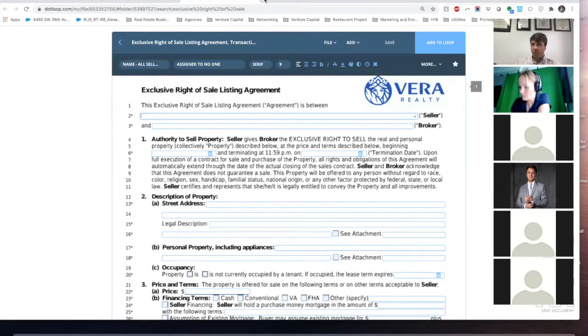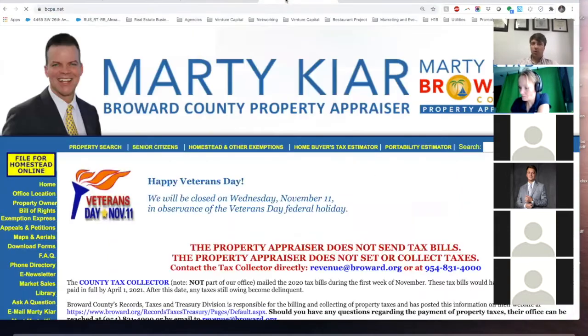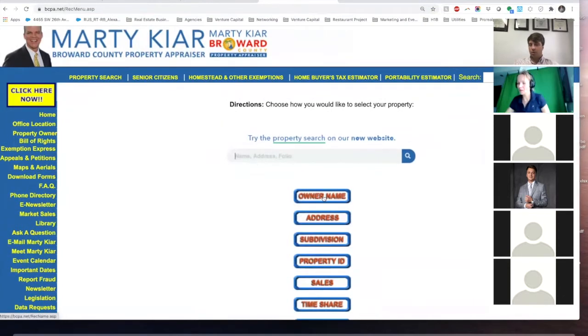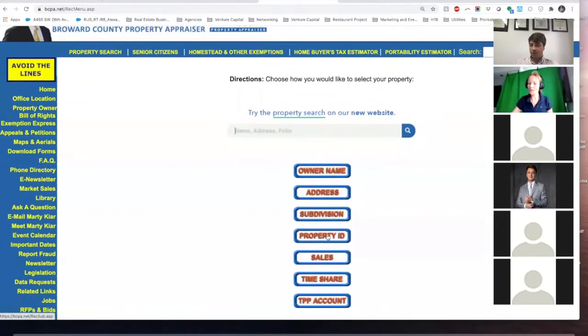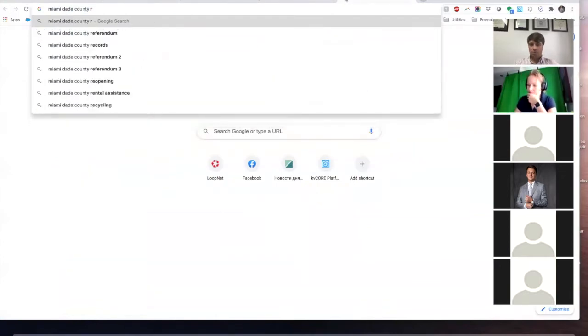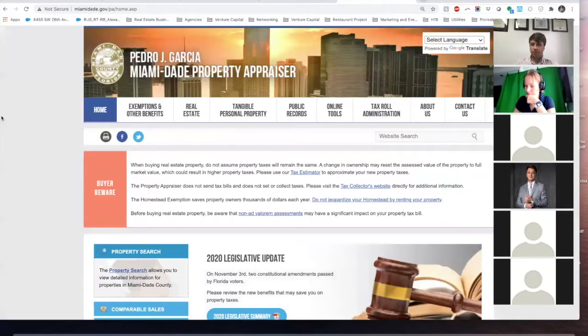Obviously the seller, and remember how we can look up this information. For example, if the property is in Broward County, we just go to bcpa.net, then we click on property search, and then we look it up by owner name, by the address, by property ID, for example. If it's in Miami-Dade, just type Miami-Dade property appraiser, and then we can do the same with Miami-Dade County. Same with Palm Beach, property search.